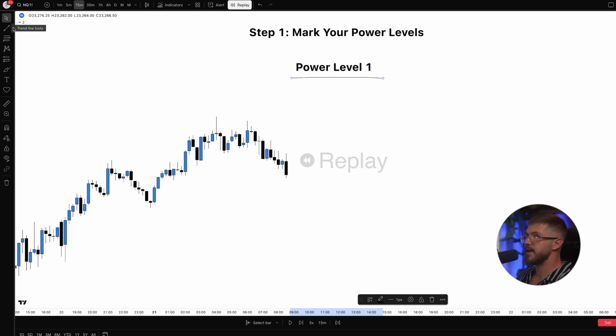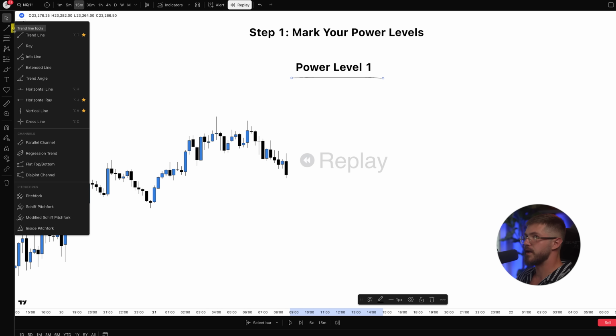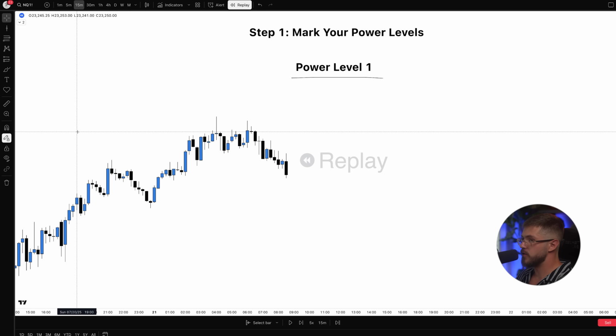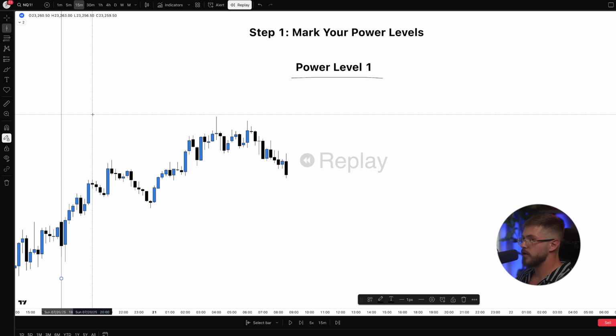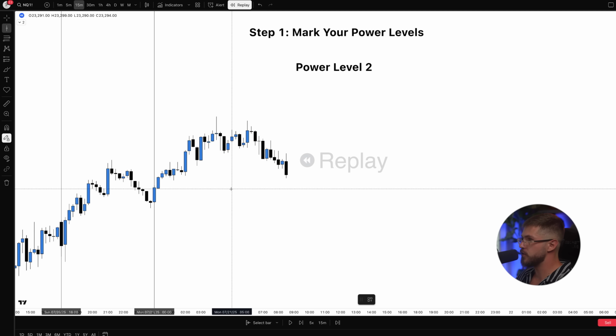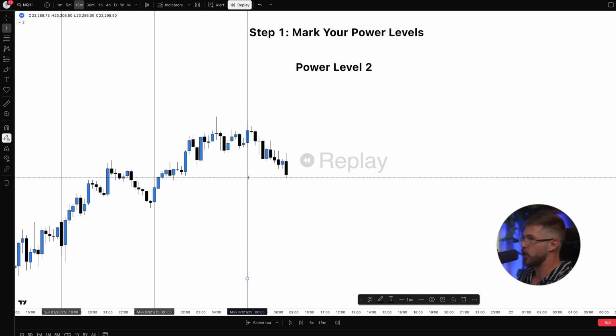Next, we need to go over to the left, click this button right here to expand this list, and then go down to this vertical line tool. In New York or Eastern Standard Time, you're going to mark out the previous evening's 1800, or 6 p.m. Next, you're going to go over to midnight and mark out a vertical line on midnight as well. And to find power level number 2, we're going to need to place one more vertical line, and that is going to go at 6 a.m. of the current day. So you've got midnight, 6 a.m., and 6 p.m. the previous evening marked out.